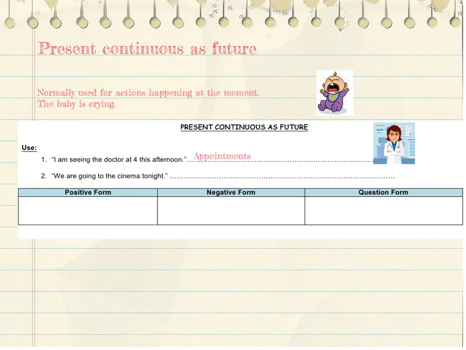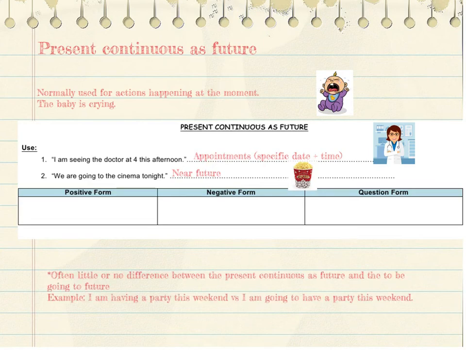These appointments also normally have a specific date and time. We also use the present continuous for the near future, so something that's only a few hours away. For example, we are going to the cinema tonight. It is also important to note that there is often hardly a difference between the present continuous as future and the to be going to future. And I've also added the table with the present continuous as future form.